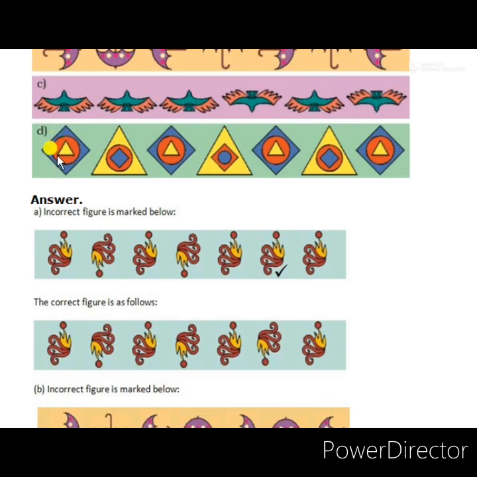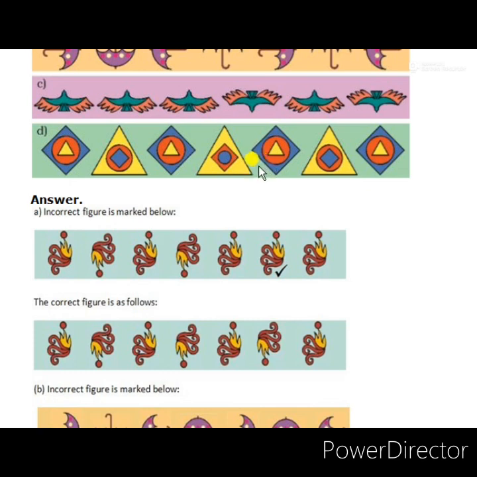Now see the second pattern. The second type of pattern is a triangular shape. In the triangular shape, the triangle is yellowish. Inside the triangle there is an orange circle, and inside the orange circle there is a diamond shaped purple, or violet, color. Now we have to observe that after one diamond shape there is a triangle, then diamond, then triangle.